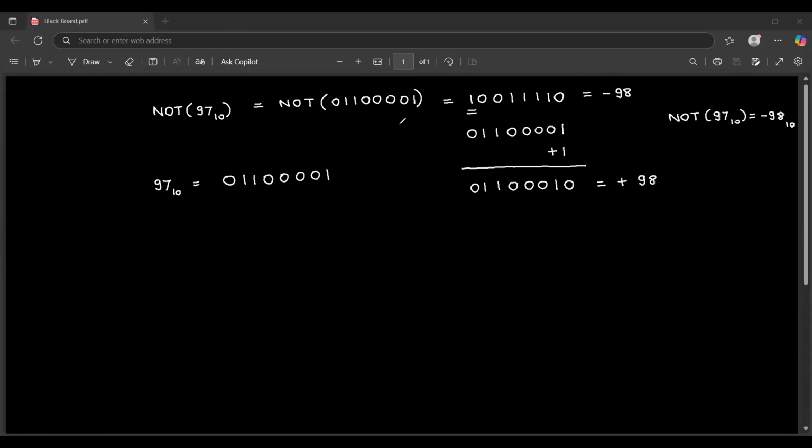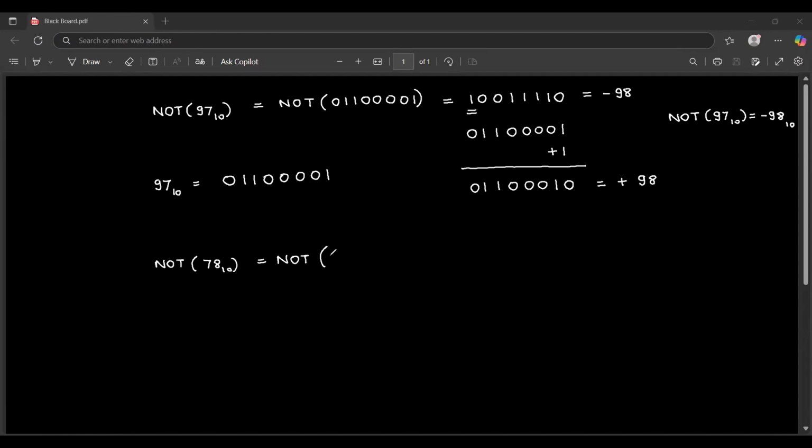Because fortunately or unfortunately, Python uses this method. Python uses this method when it comes to bitwise operation. So this is very important. Okay, let's say we have not something like 78 to the base 10. Well, first of all, convert it to the ones complement representation.